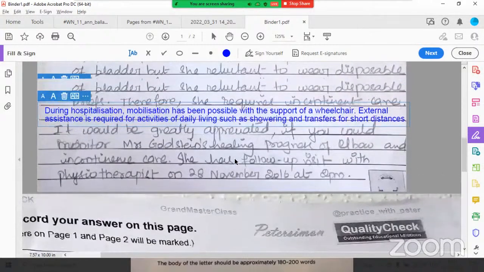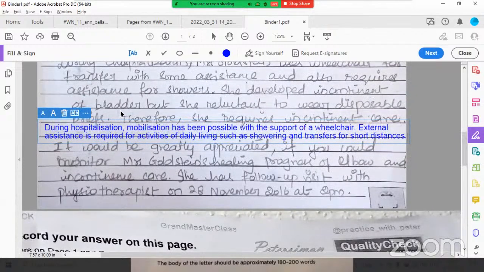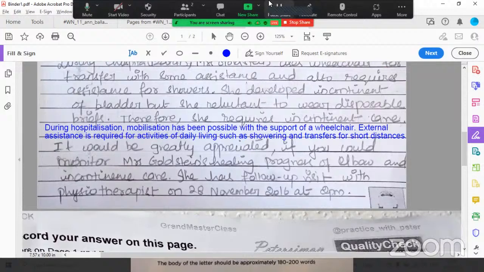So, next one. She developed incontinence of bladder. She developed disposable briefs are recommended. Disposable briefs. Okay. Right. Reluctance to wear disposable briefs was reported. Though, in spite of bladder incontinence, that's all. Why bladder incontinence?